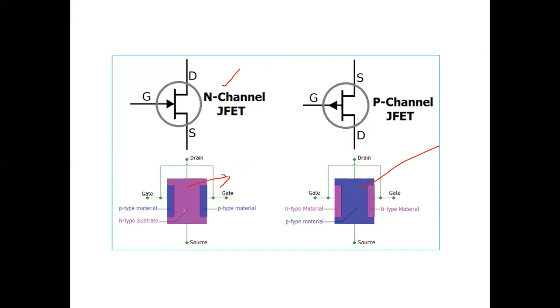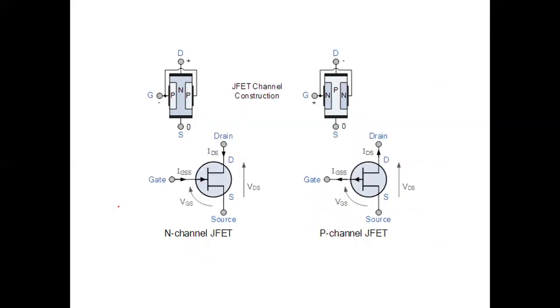So this is called the N-type model. The P-type materials are fixed in the N-type substrate along with the gate terminal. It has three terminals: the drain terminal, the source, and the gate. Here the gate voltage defines the rate of current flow between the drain and the source. This is the basic symbol of the N channel JFET and the P channel JFET.